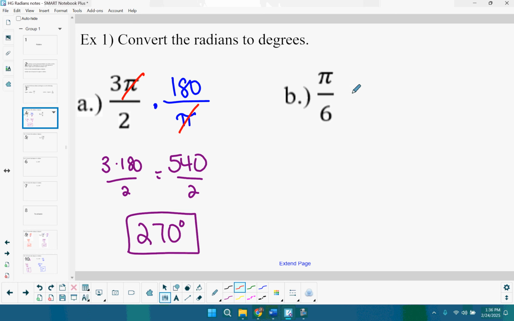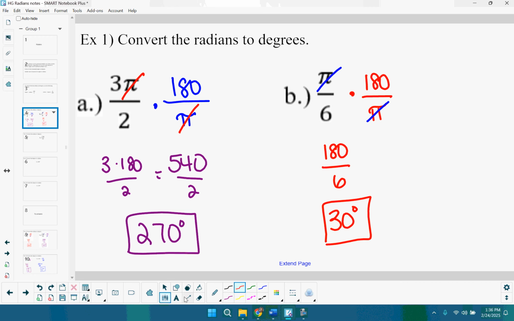So we're going to do the same thing for b. We're going to multiply by 180 over pi. So those pi's are gone. And I have really 180 times 1 over 6 times 1, so 180 over 6. So we get 30 degrees.